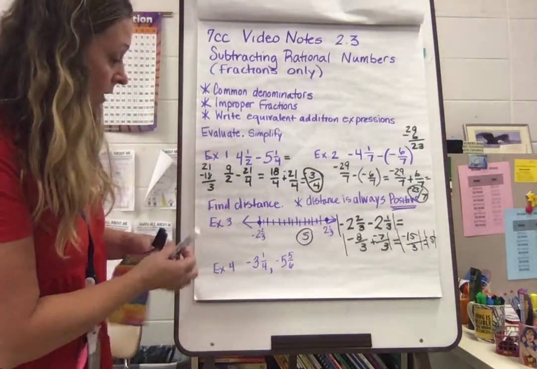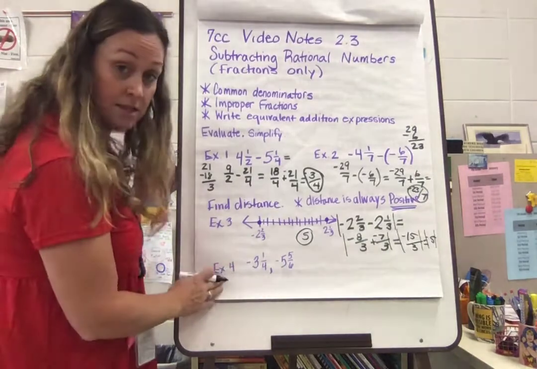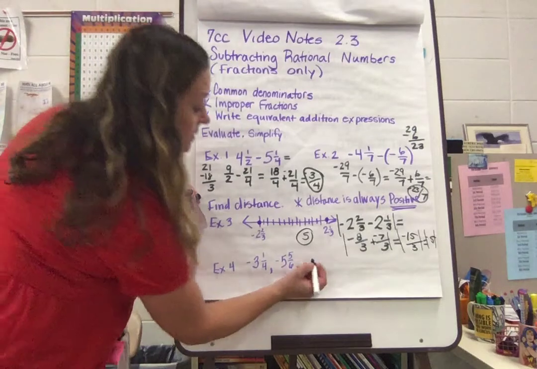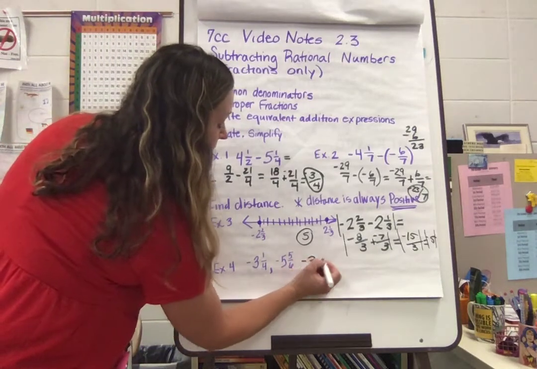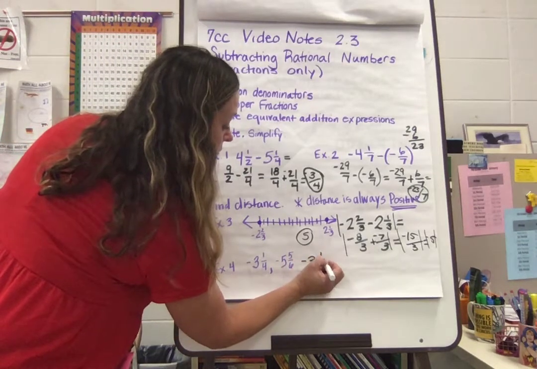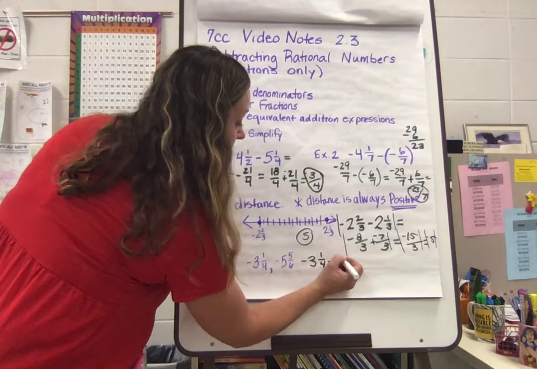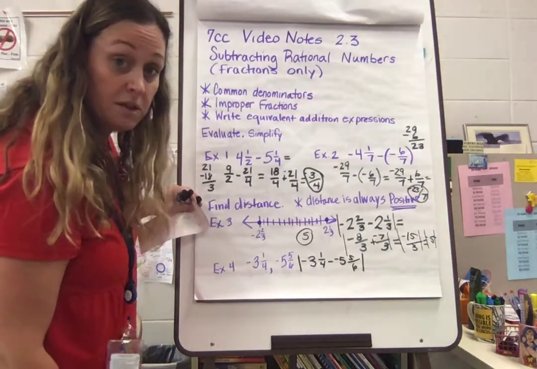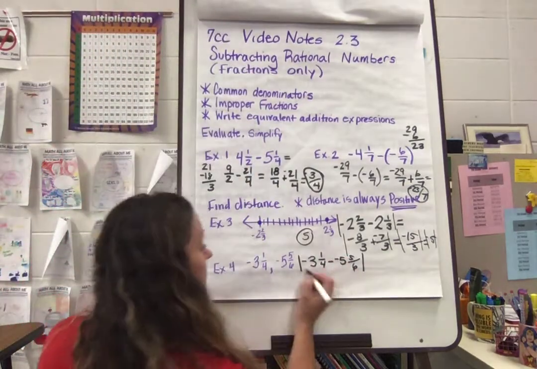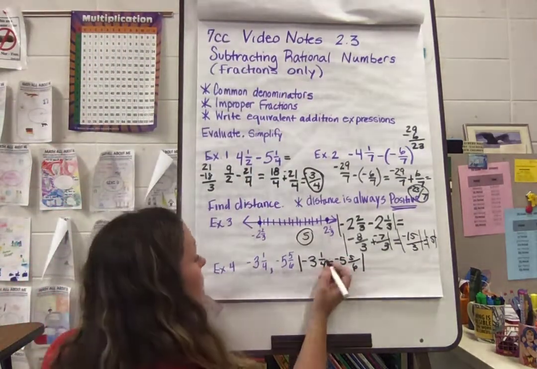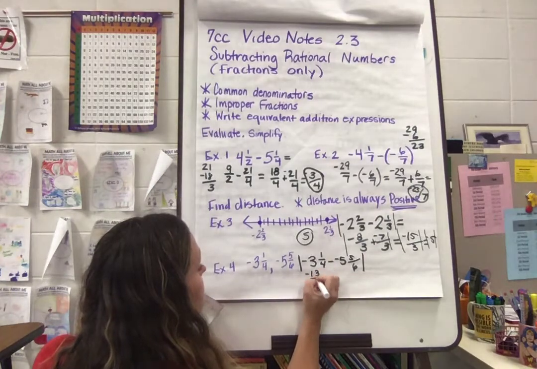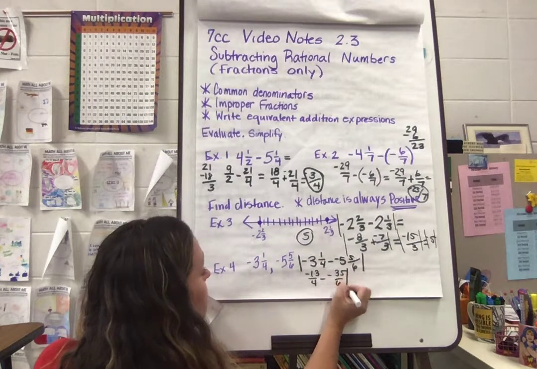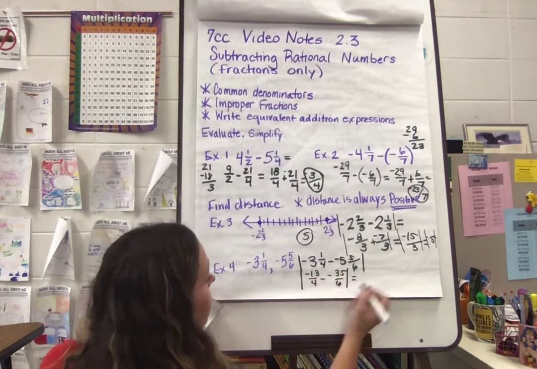In example 4, I don't have a number line, but I still have 2 rational numbers that I'm finding the distance between. So I'm going to go ahead and write an expression, negative 3 1/4 minus negative 5 5/6. I find the absolute value of those because it's going to be a distance. I go ahead and find common denominators and improper fractions. So I have negative 13/4 minus negative 35/6.